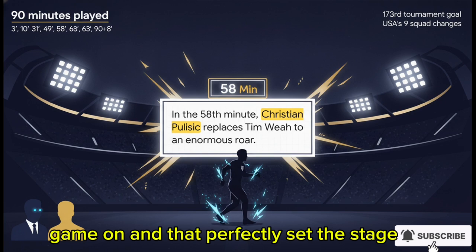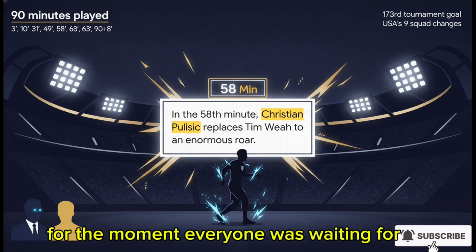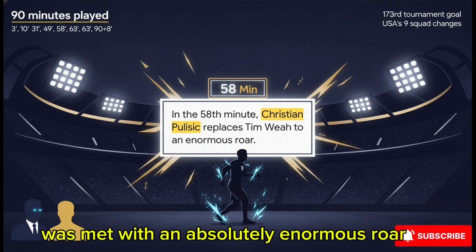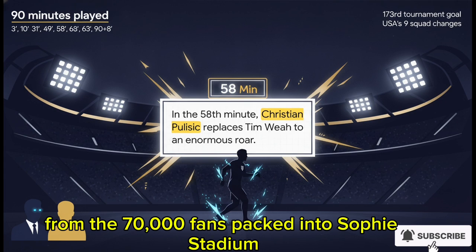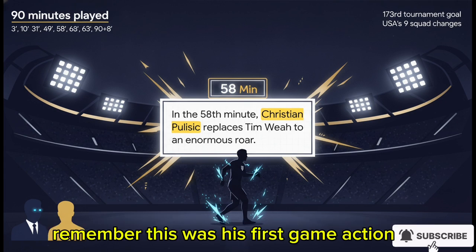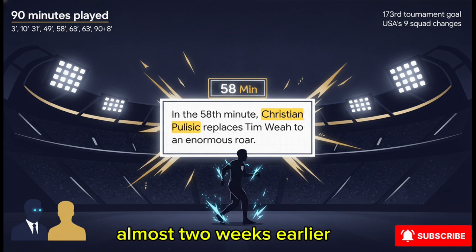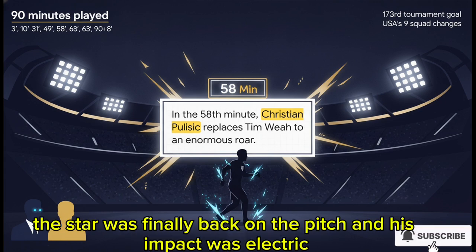Game on, and that perfectly set the stage for the moment everyone was waiting for. In the 58th minute, Christian Pulisic replaces Tim Weah. The reports noted that this substitution was met with an absolutely enormous roar from the 70,000 fans packed into SoFi Stadium. Remember, this was his first game action since the first half of their victory over Paraguay almost 2 weeks earlier. The star was finally back on the pitch, and his impact was electric.